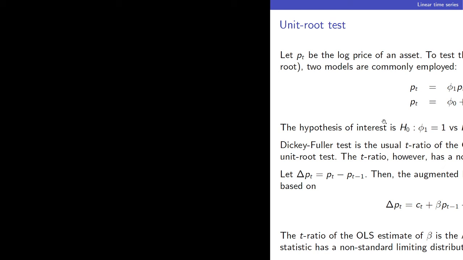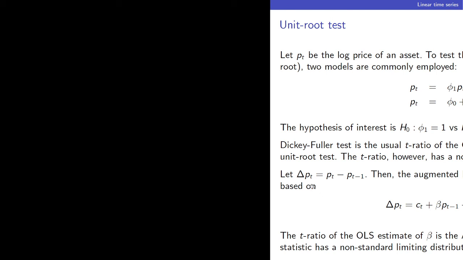The hypothesis of interest, our null hypothesis, is that phi 1 is equal to 1, which will turn this into a random walk and this into a random walk with drift. And the alternative hypothesis is that this value is smaller than 1, which will turn this into an AR model, basically. Now, the usual t ratio of the OLS estimate of phi 1 being 1 is the Dickey-Fuller test. This is called the Dickey-Fuller unit root test or DF unit root test. The t ratio, however, has a non-standard limiting distribution.